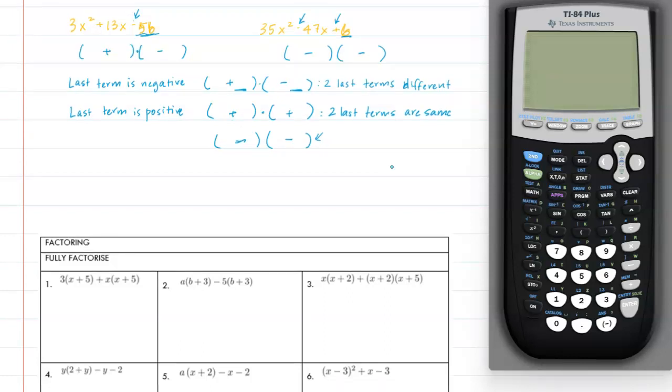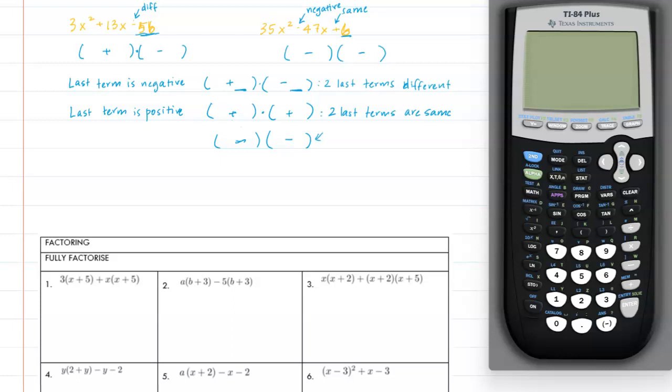So there's a couple of ways of factoring. So I'm going to write different and same, and then you look at the second term and it tells you they're both negative. There's a couple of methods in factoring. It's better to know more than one method.